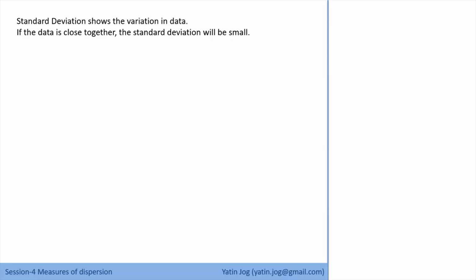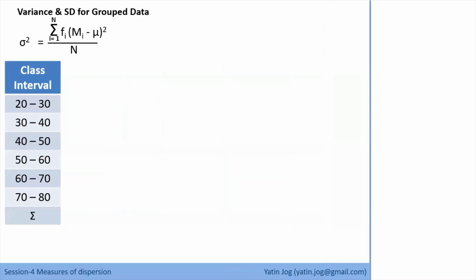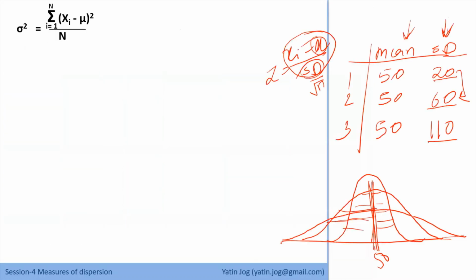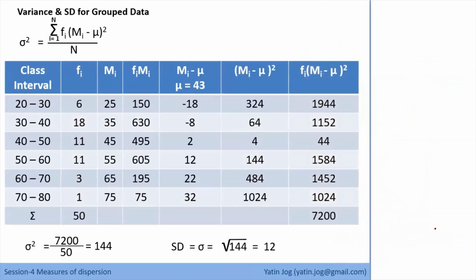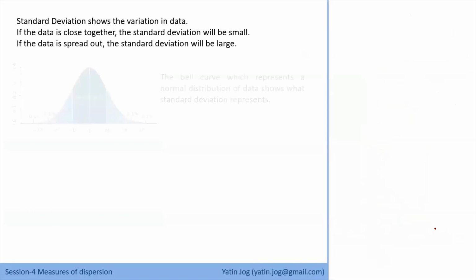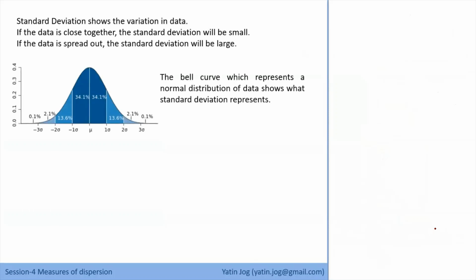And that's why when we discussed the examples in the previous slide, when we say that standard deviation is 20, that results in a distribution with all the data points very close to the mean. When I say 110, that results in a distribution where the data points are at a very far distance from the mean. So mean and standard deviation are helpful in understanding the behavior and distribution of data clearly. Now the bell-shaped curve, which represents a normal distribution of data, shows what standard deviation represents.